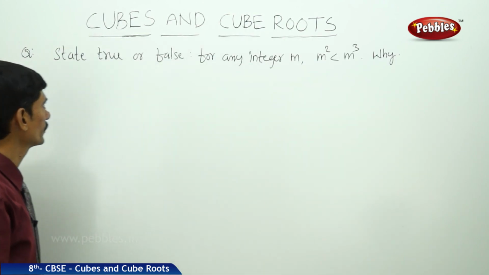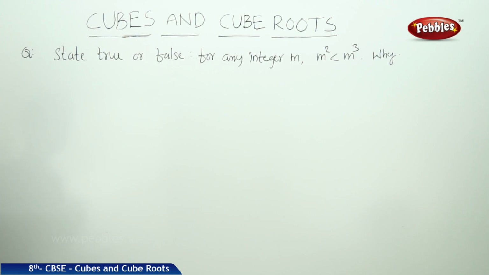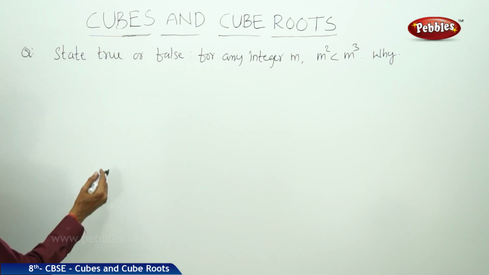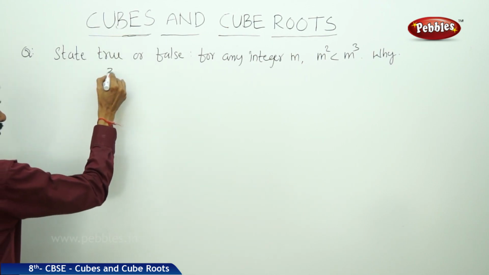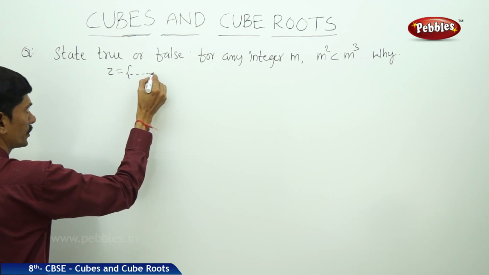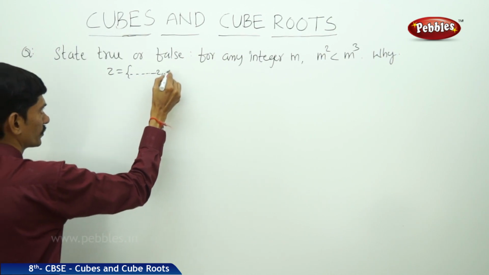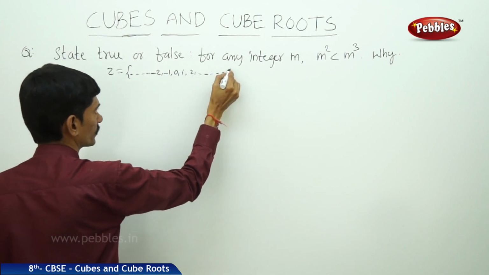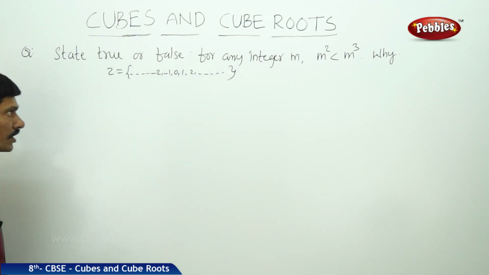Now let us solve a problem. State true or false: for any integer m, m square is less than m cube. Now here, integer means all negative numbers, 0 and all positive numbers. So this can be checked in 3 cases.